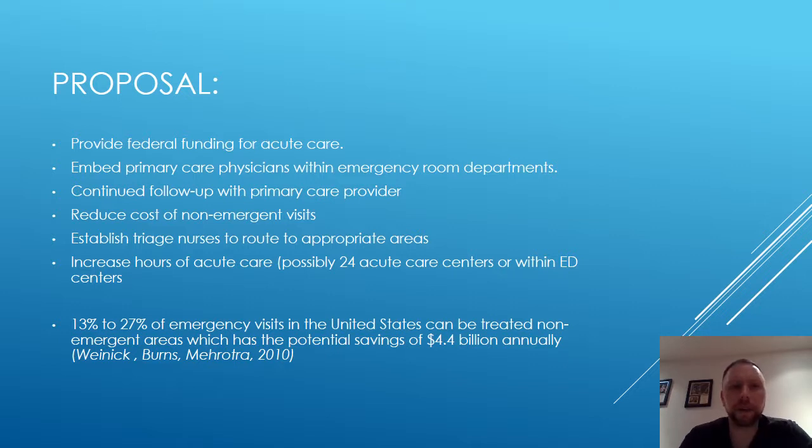Also wanted to point out here, 13 to 27 percent of emergency room visits in the United States can be treated in non-emergent areas, which has a potential savings. Like I said, cost benefit, health disparity. People don't receive healthcare because they don't have the money or they don't have the health insurance. So if we can save $4.4 billion on an annual basis, reduce the cost, increase our outcomes, and reduce mortality and morbidity, it's worth looking at. It's worth funding, and I think from a government standpoint, we can make a big difference and a big impact in this.